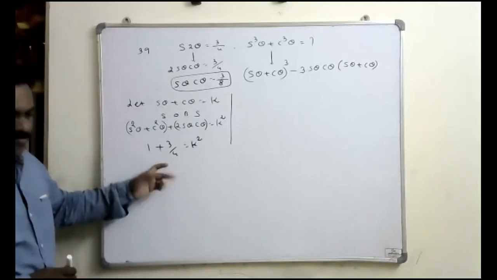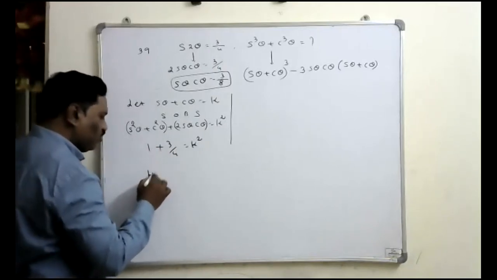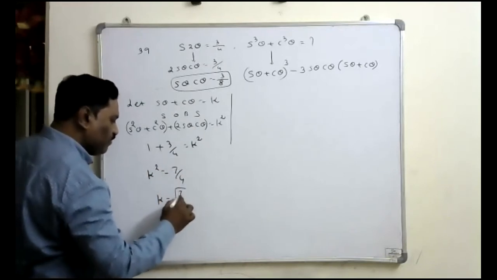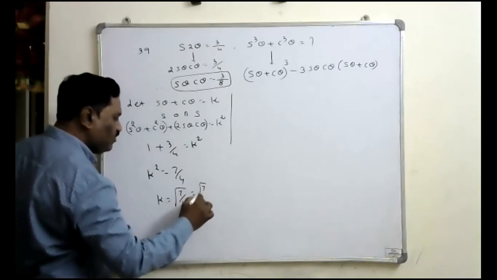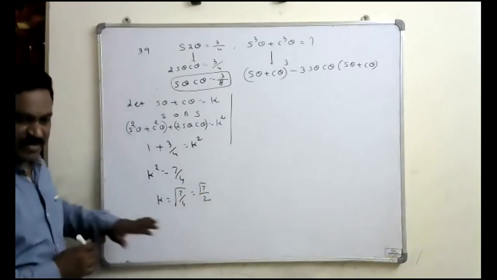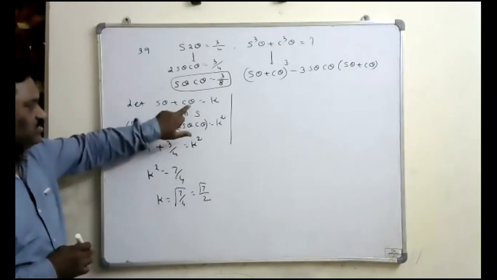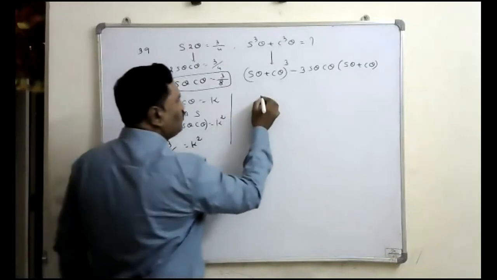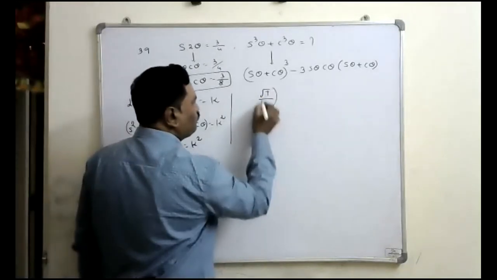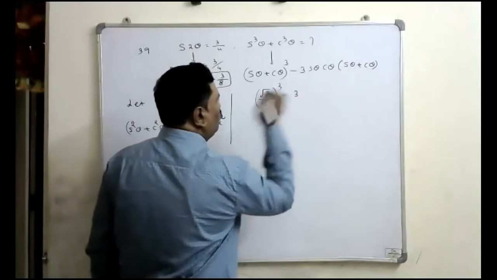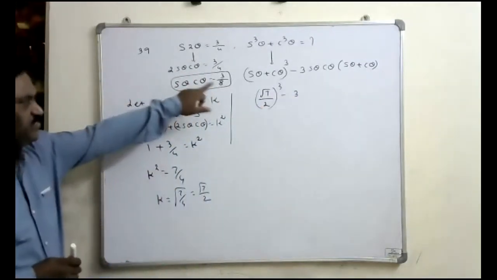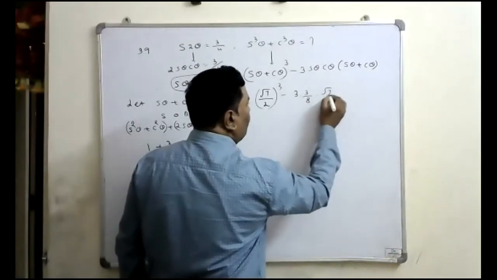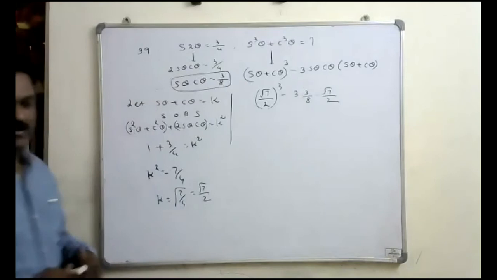So 1 plus 3 by 4, that is 7 by 4. K square is equal to 7 by 4. Then the value of k is root over 7 by 4, that is root 7 by 2. This is the value of k. So k means sine theta plus cos theta, that is root 7 by 2. That we will substitute here. So this is root 7 by 2 whole cube minus 3 into sine theta into cos theta, that is 3 by 8, into root 7 by 2. That's the value of that.